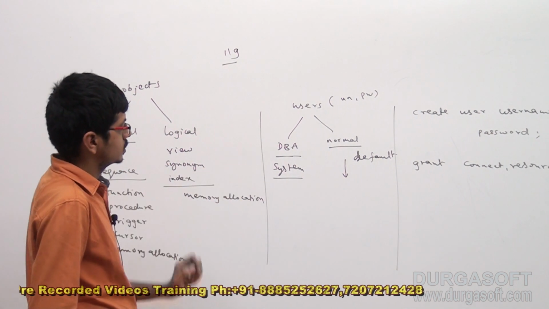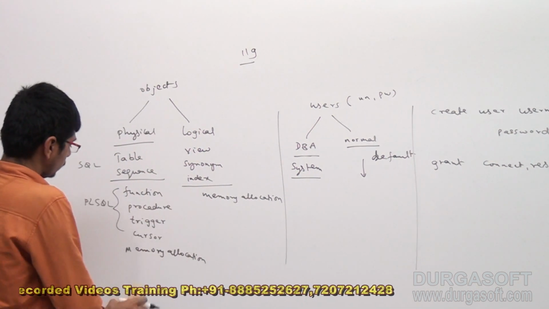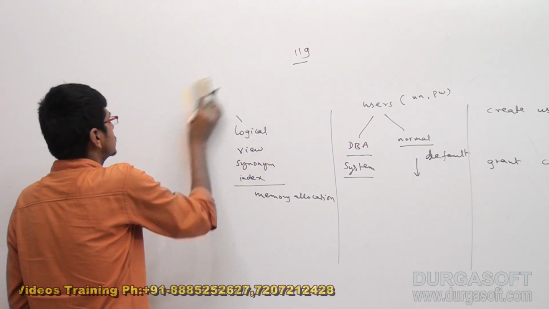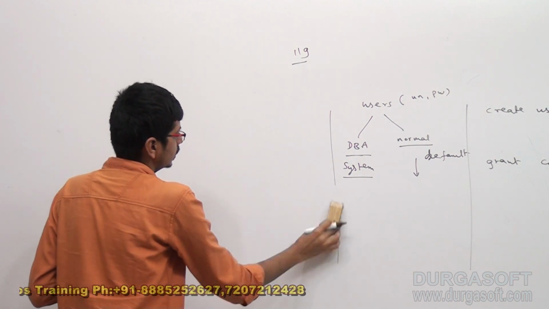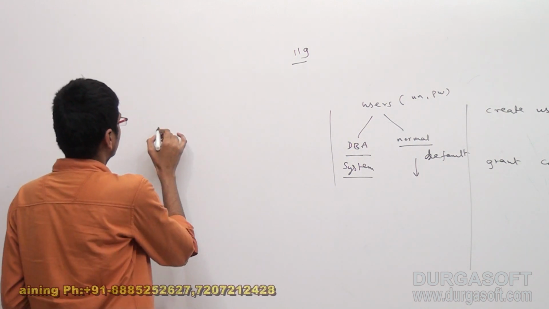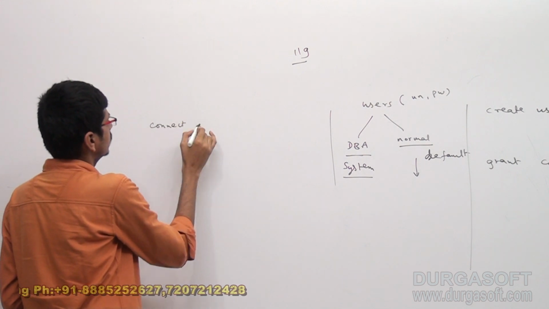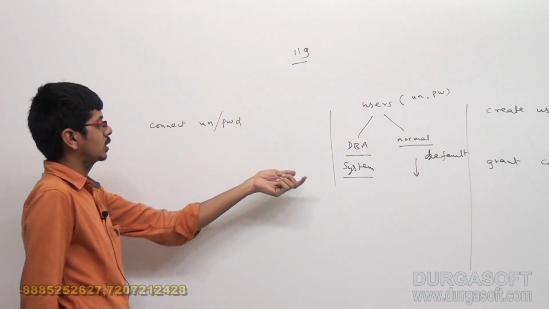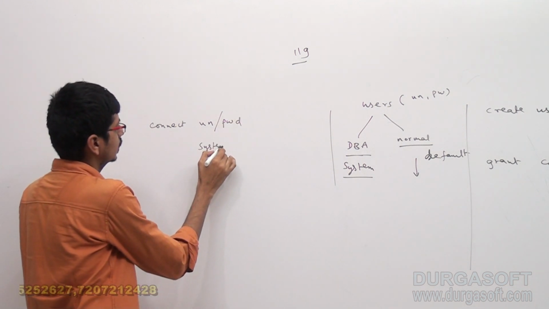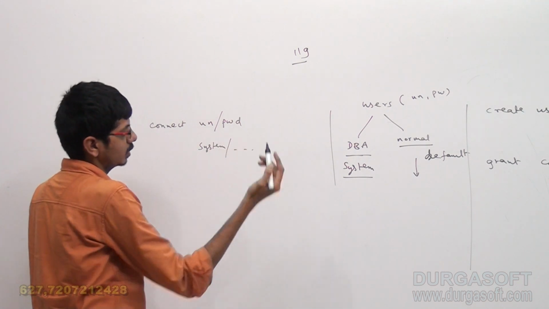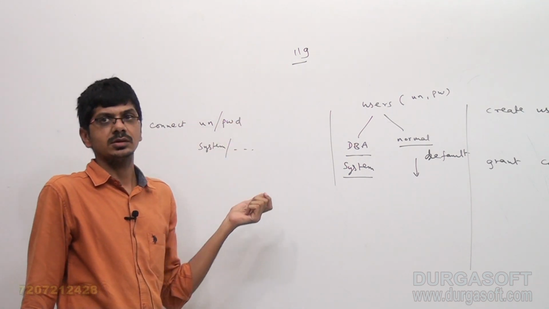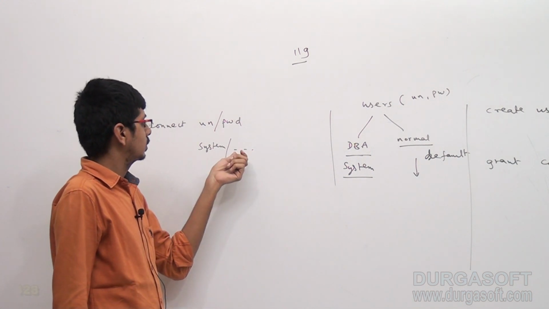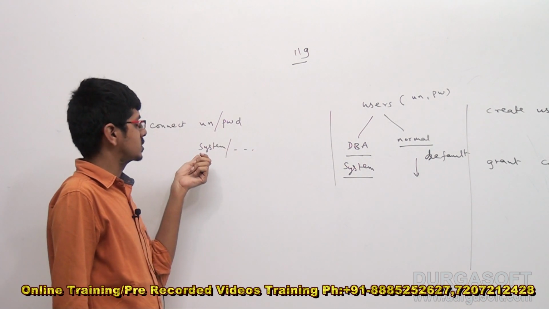I want to connect to system. So when you are connecting to any user, you use a command, that is connect username/password. Okay, so here username is system and password is whatever you have given at the time of installation. At the time of installation, whatever password is given, that password is to be given here, and system is a DBA.